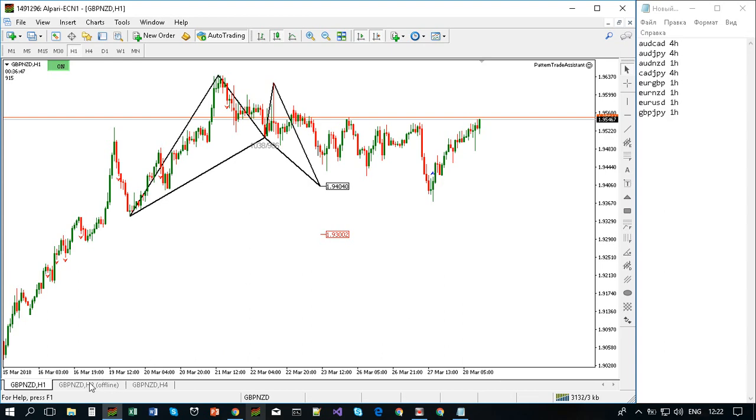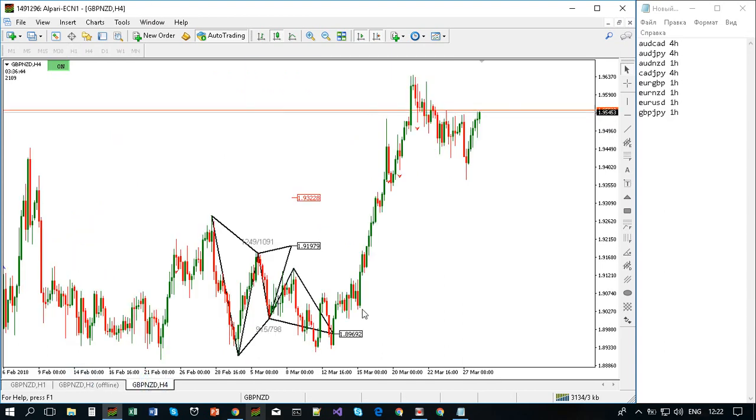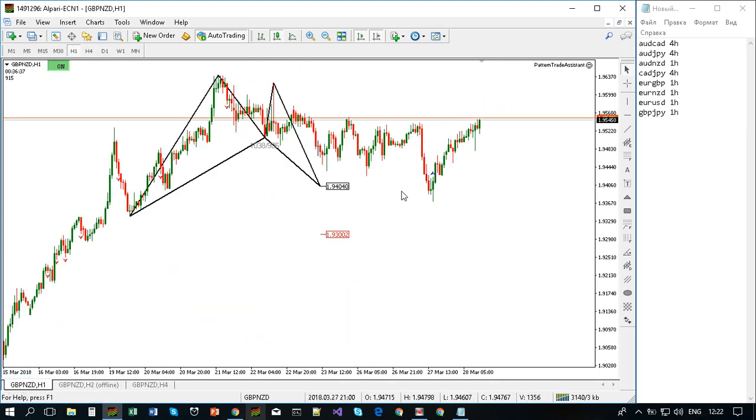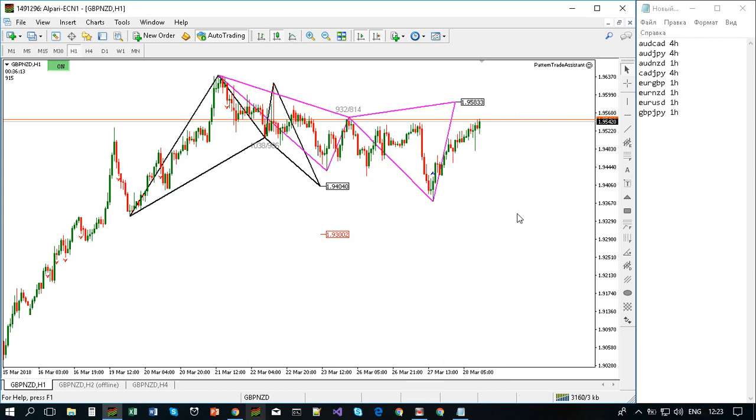GBP NZD, wonderful winner yesterday. What do we have for today? Nothing yet. I have some manual pattern here, at least I think so. I think I have. Nope. And if I start from this leg, okay, cipher pattern.